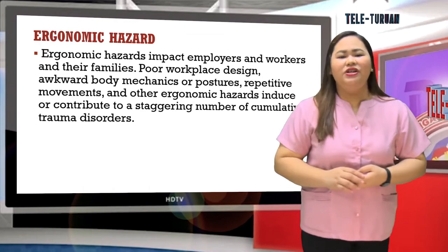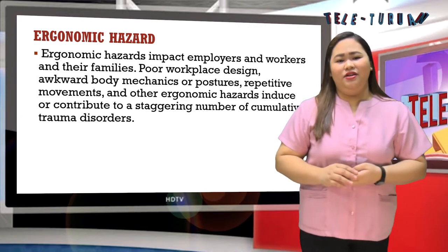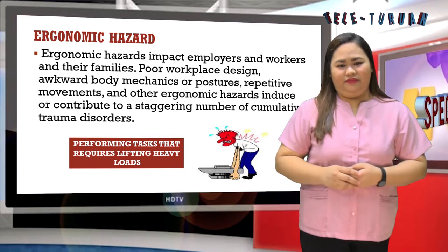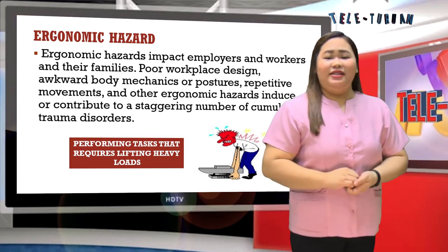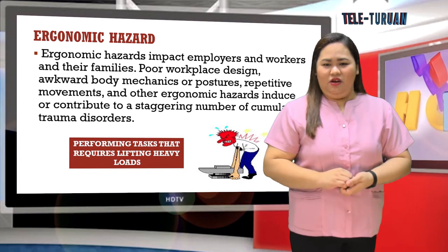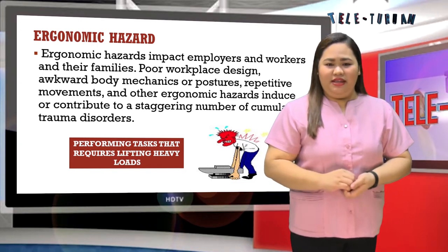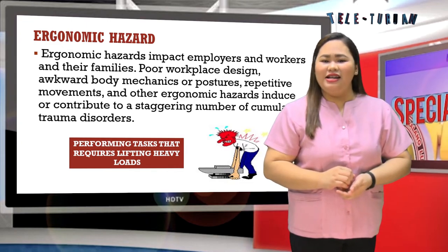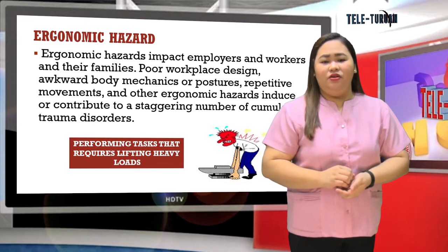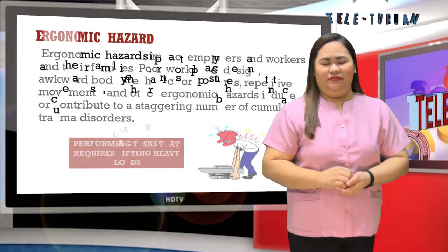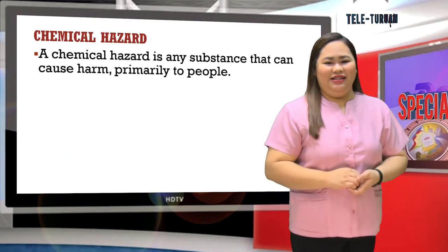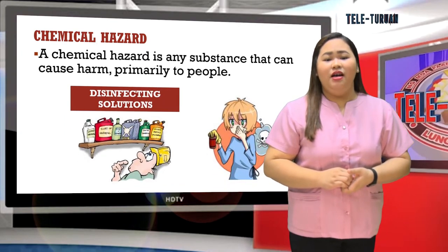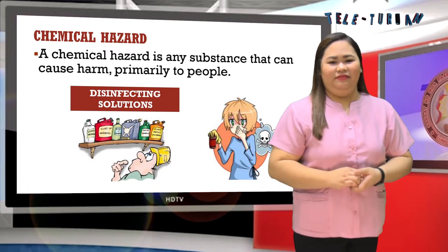Number three, ergonomic hazard. Ergonomic hazards impact employers and workers and their families. Also, workplace design, awkward body mechanics or postures, repetitive movements, and other ergonomic hazards induce or contribute to a staggering number of cumulative trauma disorders. Number four, chemical hazard. A chemical hazard is any substance that can cause harm primarily to people.